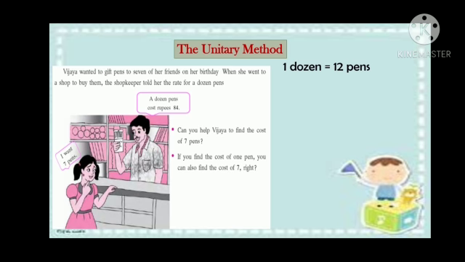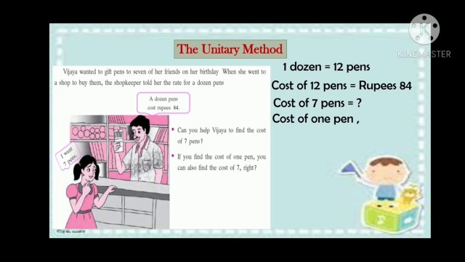One dozen pens is equal to 12 pens. Cost of 12 pens is rupees 84. Cost of 7 pens is that which we have to find out. What is the cost of 1 pen? We can find it by performing division, that is 84 divided by 12, which will give us 7. Therefore, cost of 1 pen is 7. Therefore, cost of 7 pens will be 7 multiplied by 7, which is 49. So now we know what is the cost of 7 pens.